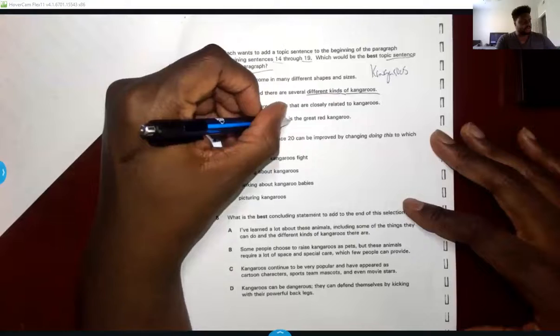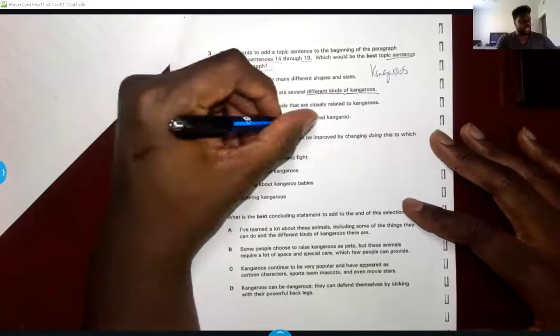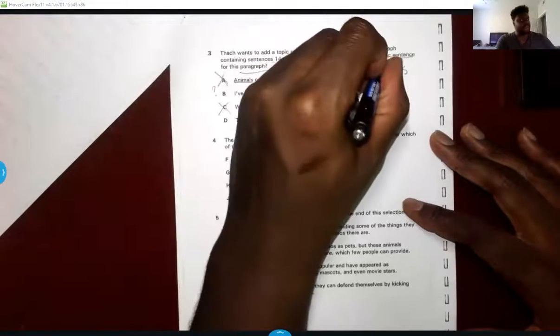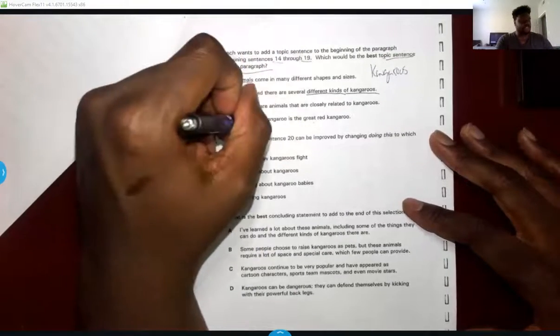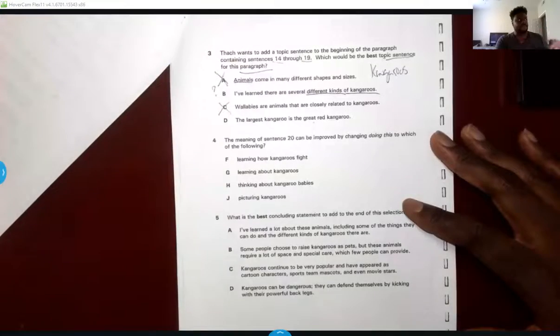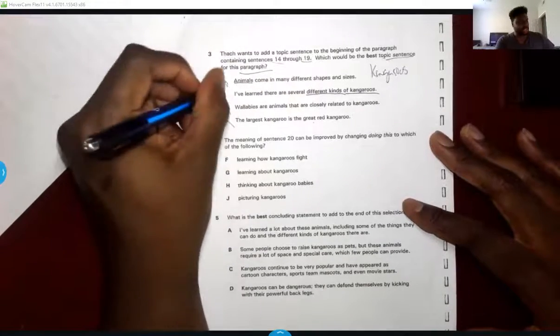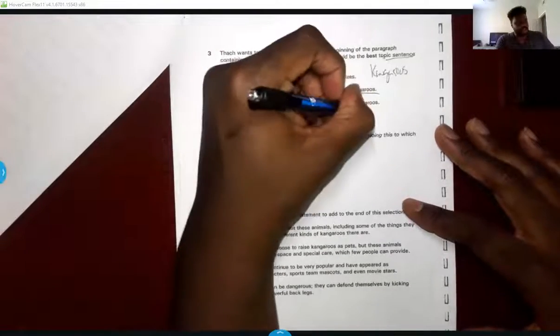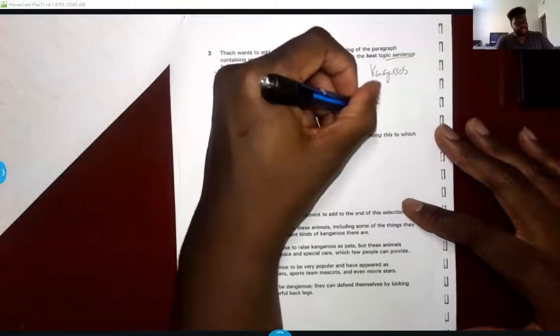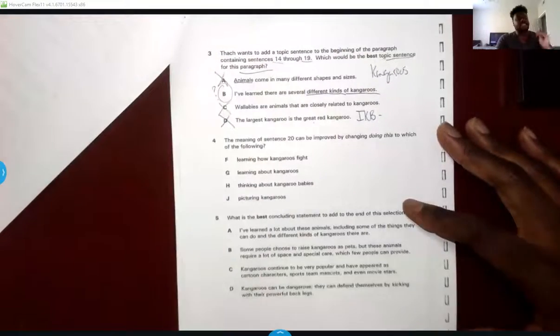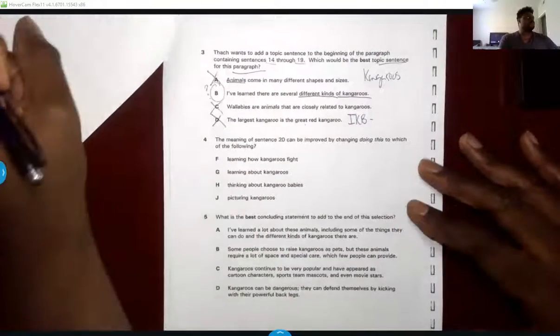The largest kangaroo is the great red kangaroo. Yes, this is true, but if it was a topic sentence, that means that whole paragraph we talked about the red kangaroos, and it talked about many different types of kangaroos, so that one has to be out, all right? So our correct answer, I know because, is B. Go ahead and take 30 seconds to tell me why B is the correct one.